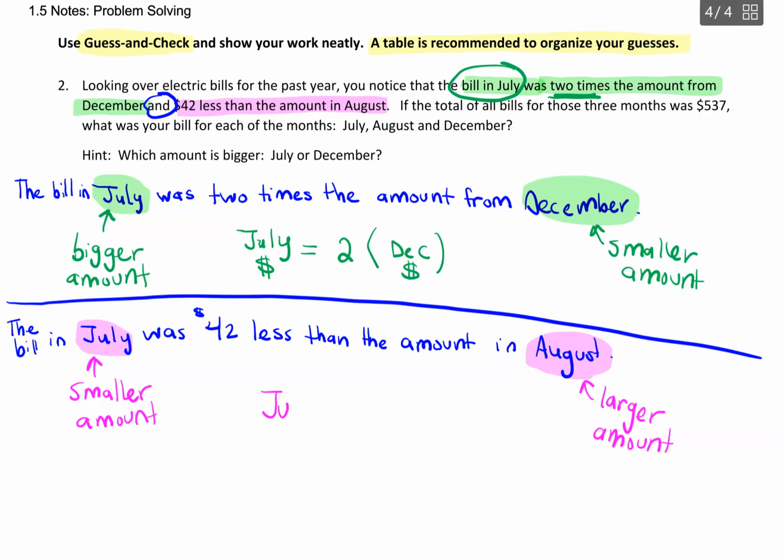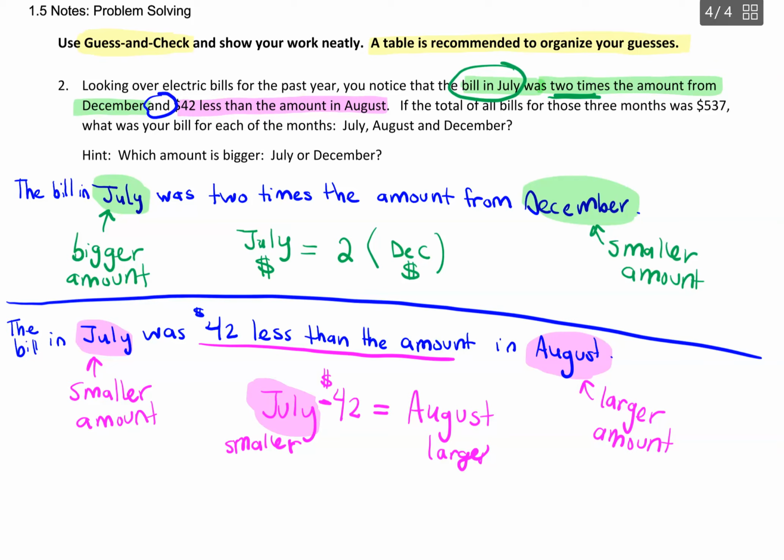So if I'm comparing July to August, and July is the smaller amount, and August is the larger amount, what am I going to do with that 42 less than? I see the words less than and I really feel like subtracting. So let's say I subtract 42 from July. So let's think about that. If July is a smaller number, and I subtract 42 from it, am I going to get a larger number? No, right? So I don't want to subtract that $42 from July.